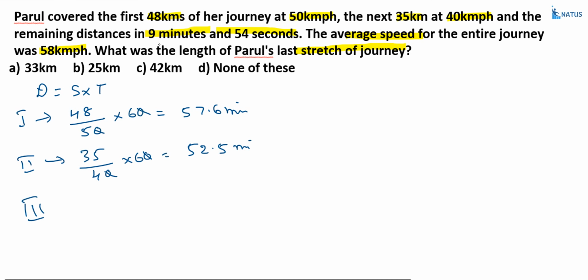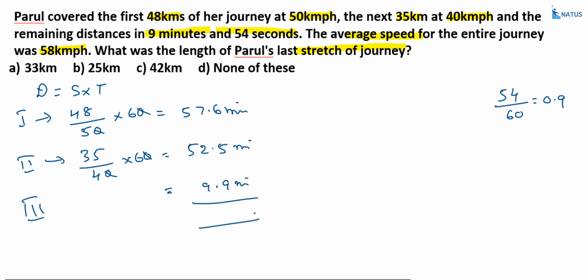Directly we know that the total time is 9 minutes 54 seconds. This is 57.6 minutes, 52.5 minutes. Now you will convert these 54 seconds to minutes. That is equal to 54 by 60. So this is equal to 0.9 minutes. So 9 minutes 54 seconds. So what is the third one? That is equal to 9.9 minutes.